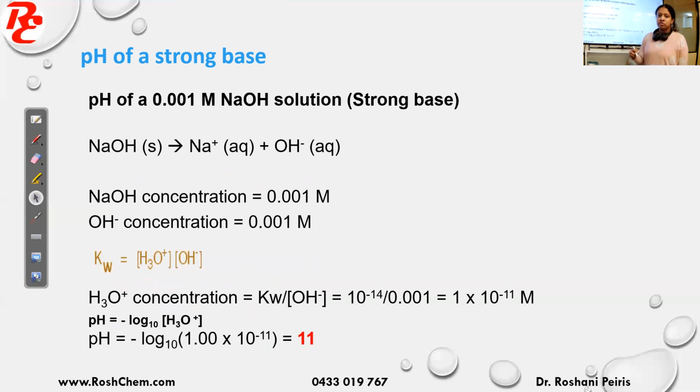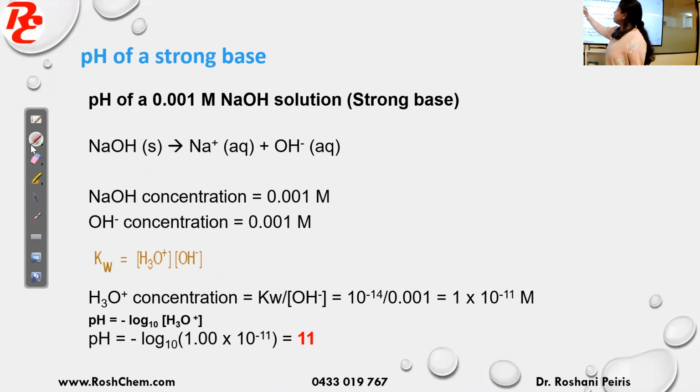Okay, now we'll see how to find the pH of a strong base like sodium hydroxide. First thing, I write the dissociation of NaOH to Na+ and OH-. This reaction is called dissociation.